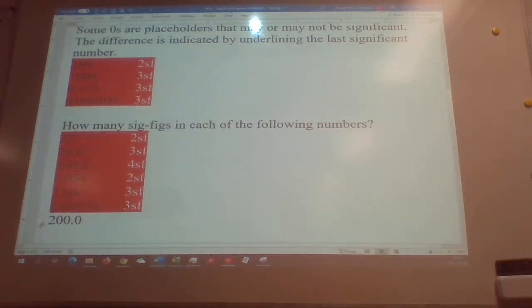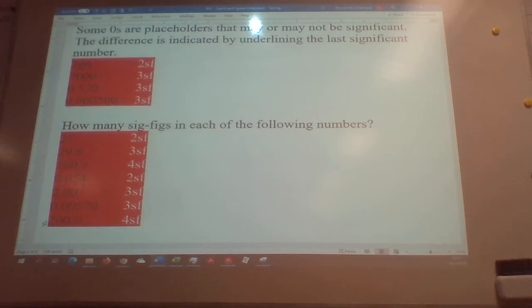And then the last one, this one's kind of up in the air. But because this 0 is after the decimal point, this 0 has to be significant. This is a non-zero, so this is significant, which means that this is a 4 sig-fig number. So that's identifying how many sig-figs are in measured numbers, or at least looking at a number and saying, how many sig-figs does this number have? This is how you would do that.